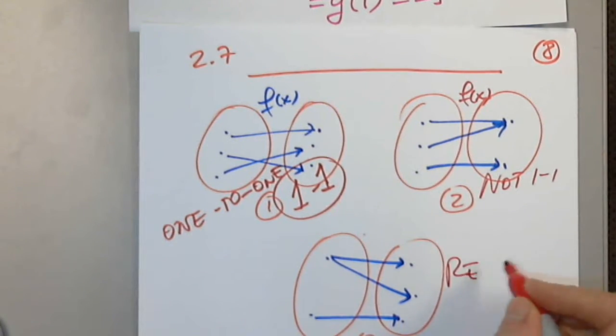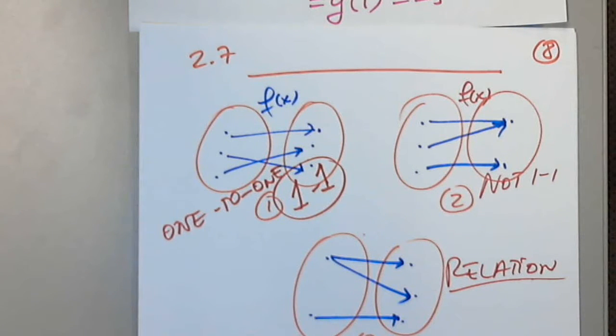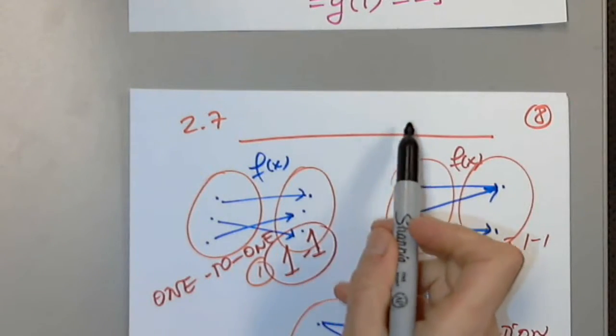That's true. So we don't even need to talk about it. This is a relation, it's not a function. It's not important right now. Perfect. Okay. So what do you think I'm trying to talk about here?